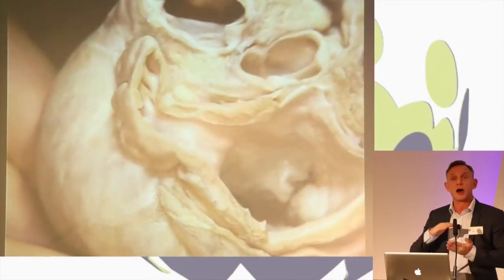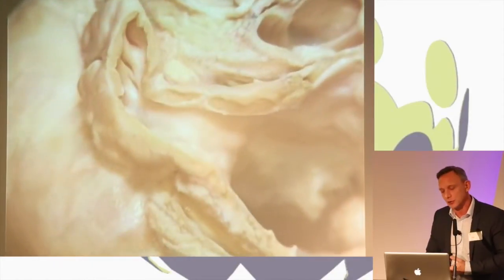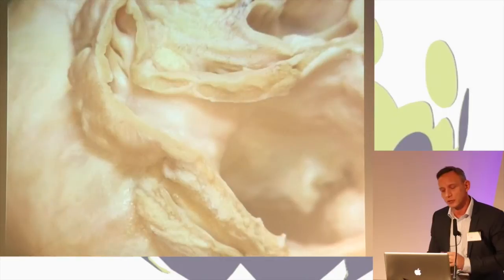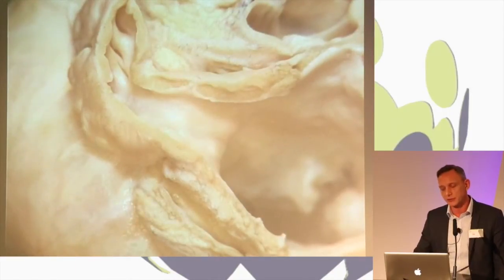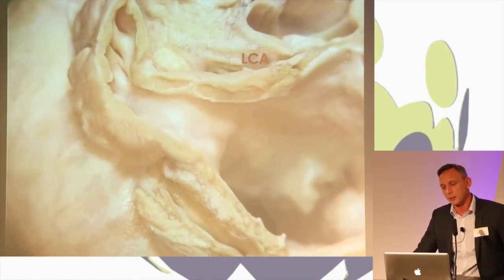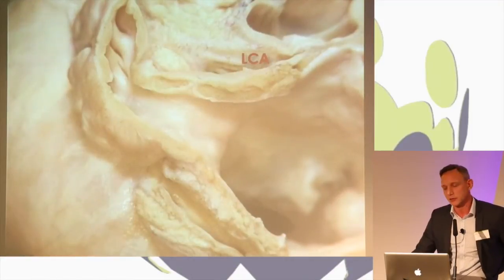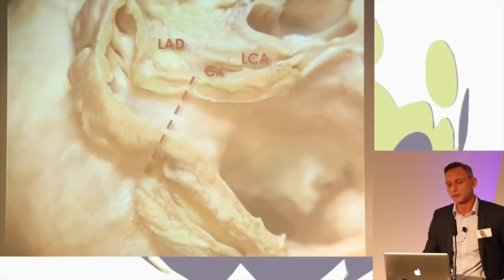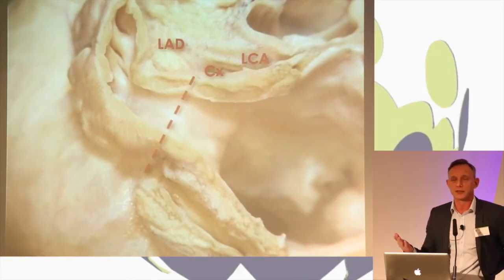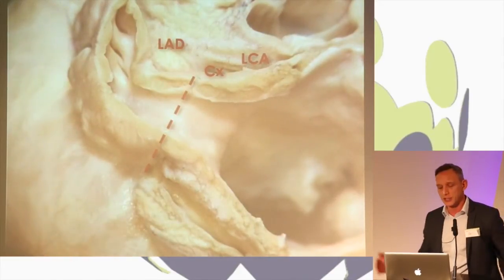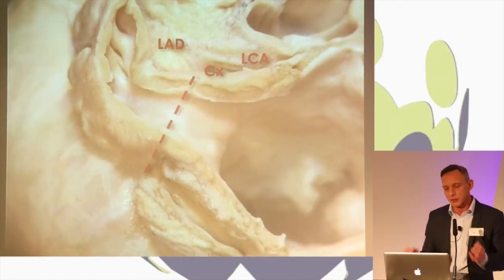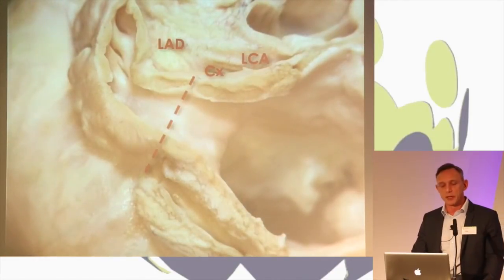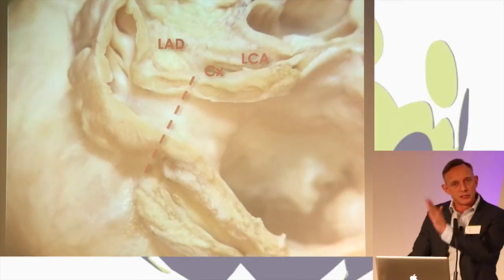In this heart, I've taken off the top of the atrial chambers. We're looking down onto the left atrium. And you can see here, coming from the aorta, the left coronary artery, dividing into the LAD and the circumflex, which is running immediately beneath the narrowest part of the left atrial appendage. So this is the part we're going to call the neck of the appendage. That should be our dividing line.